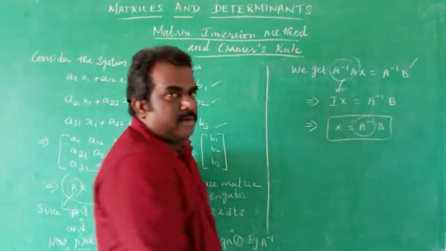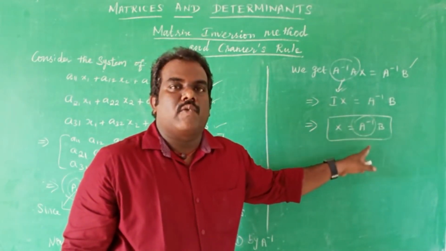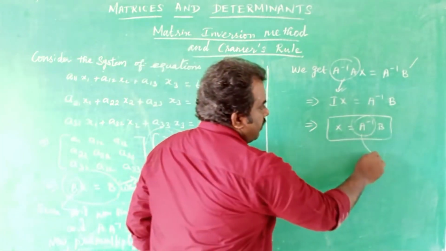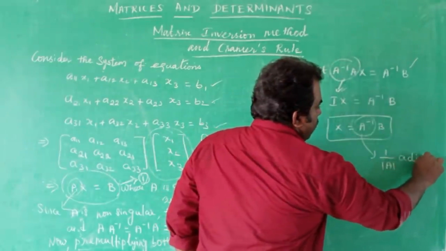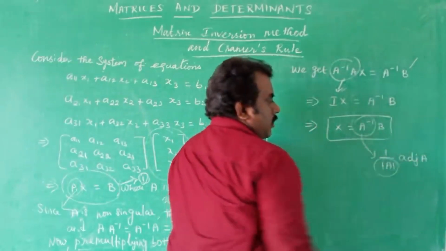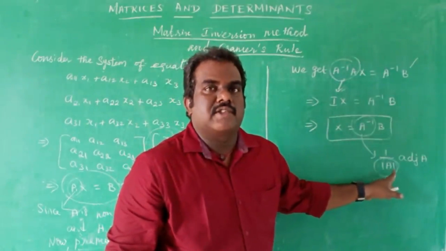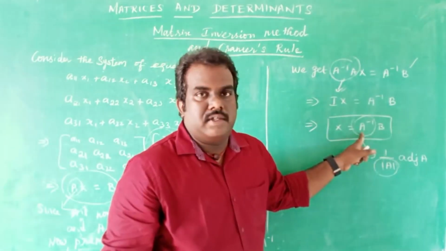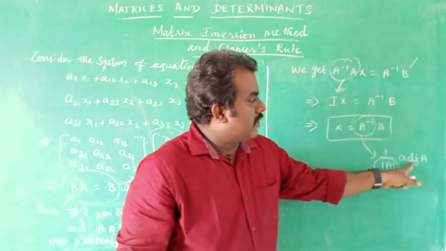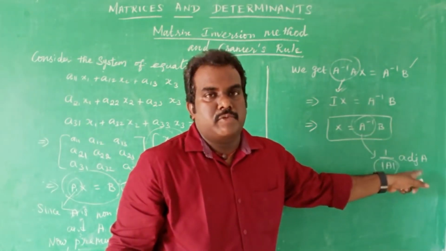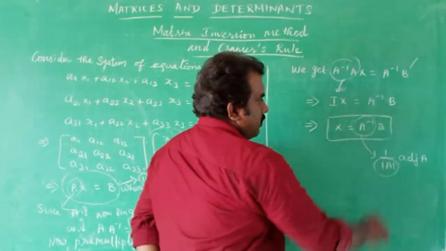Already we learned about A inverse. What is A inverse? A inverse is equal to 1 by determinant A into adjoint A. If the determinant of the given square matrix is non-zero, that is, the matrix is non-singular, then only A inverse exists. Otherwise, A inverse does not exist. What is adjoint A? Adjoint A is the transpose of the cofactor matrix.